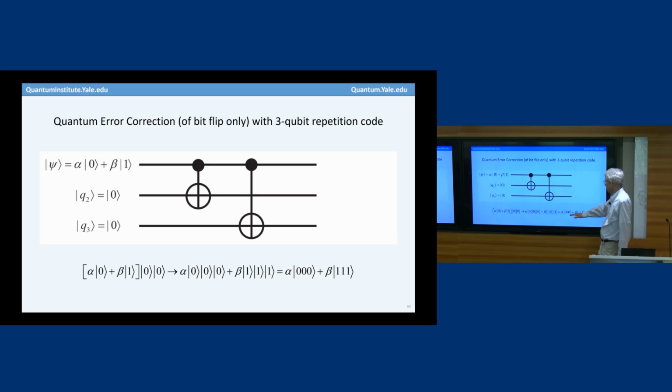So again, we don't know whether the bits are 0 or 1. We just know they're all the same. And we don't want to know whether they're 0 or 1. We just want to know if somebody's not the same as the others.